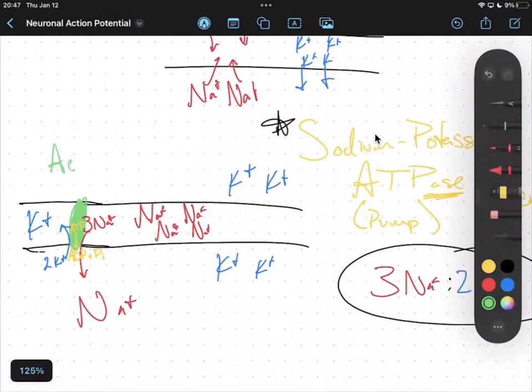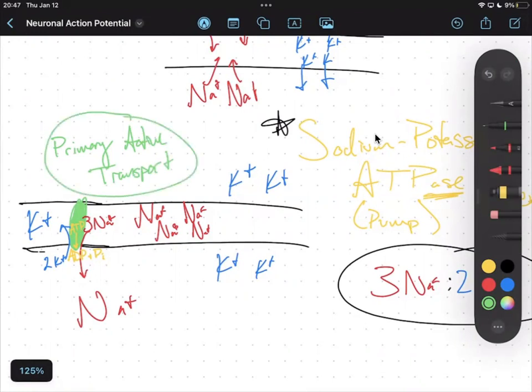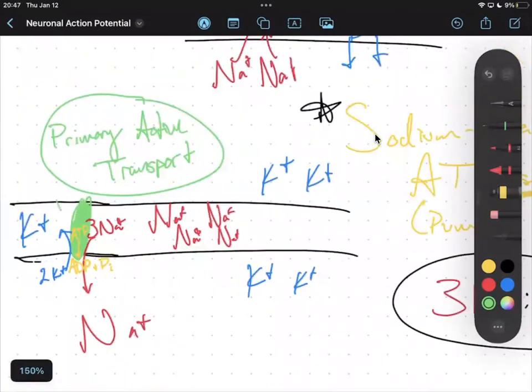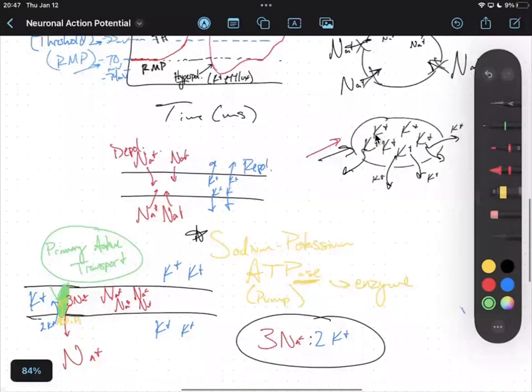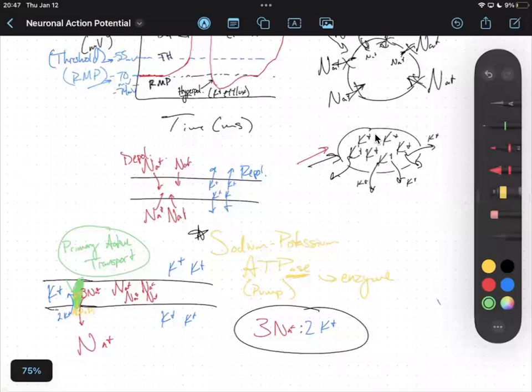This is using active, specifically, let's be specific, primary active transport, primary active transport. Okay, that means that we're using ATP directly, right? We're directly using ATP as we see right here. We're primarily using or directly using ATP to move these electrolytes, move these ions in their respective directions. Okay. So that is everything about the action potential.